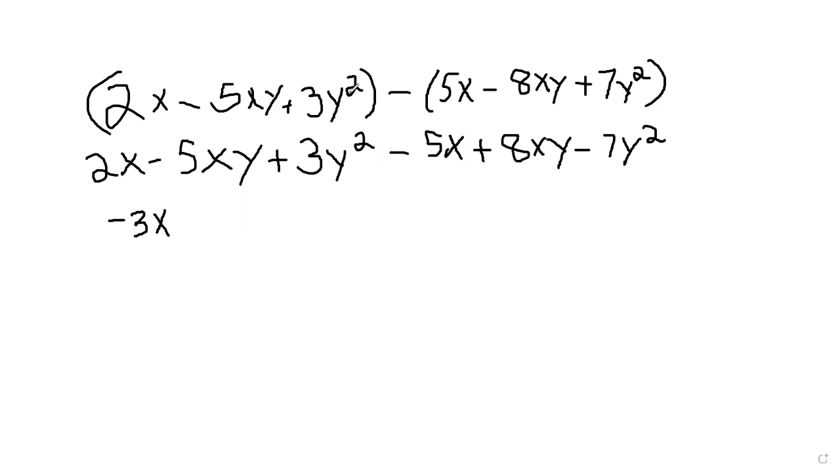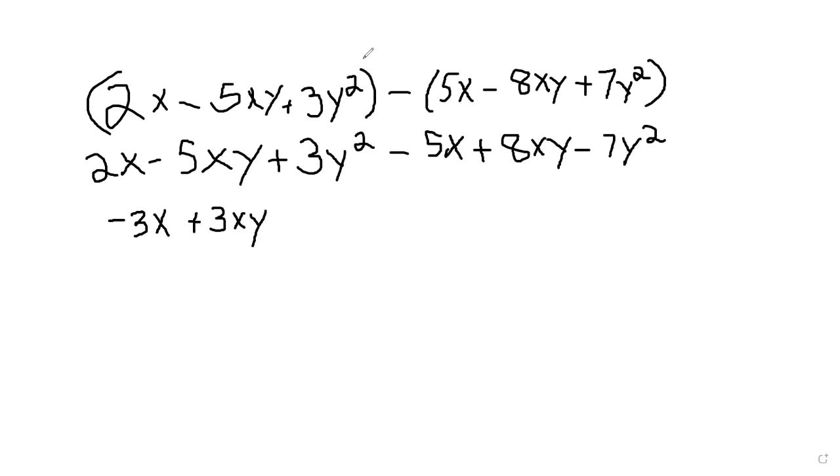Okay, so those are gone. And next, let's look for something else that's the same. Well, I see a negative 5xy here, and a positive 8xy over here. So we can combine those two, and it's going to be negative 5 plus 8, which is positive 3. And again, the letters are exactly the same, so they just come along for the ride. So it's going to be positive 3xy.